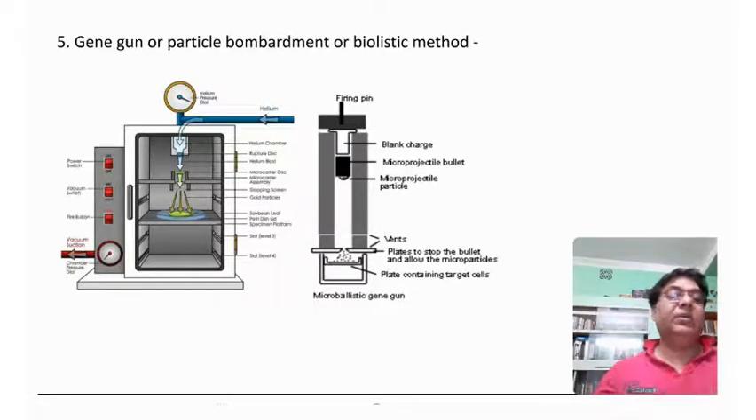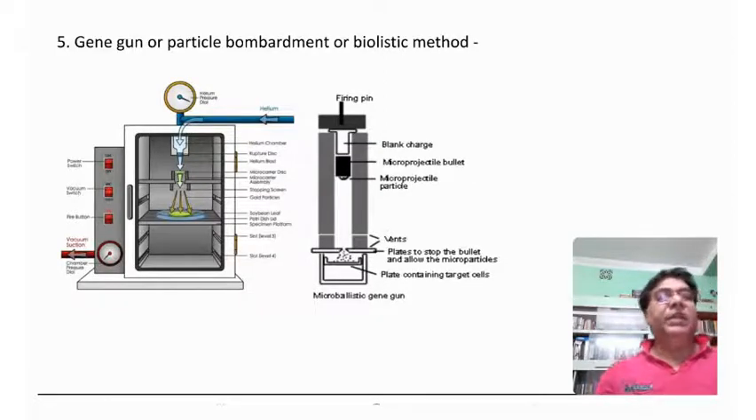This bullet goes and hits the plate where it gets stopped, and through the vent, the gold or tungsten particles are thrown forcibly into the cells, into the tissues kept in the petri dish. Those are usually callus tissue of plant cells. Most of these cells die because of this heating process. But some cells remain alive and also take the DNA within them. Sometimes when you want to transfer the DNA into the chloroplast or the mitochondria, you can also use this gene gun or bombardment system.